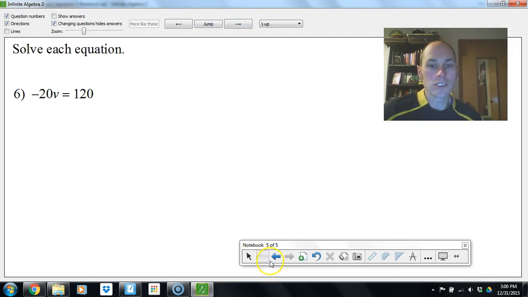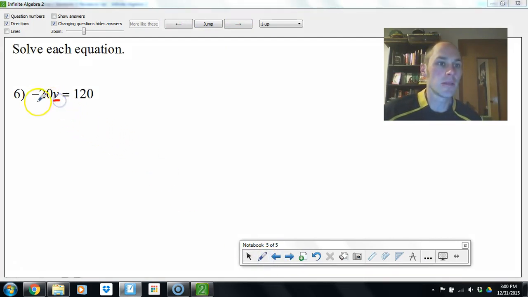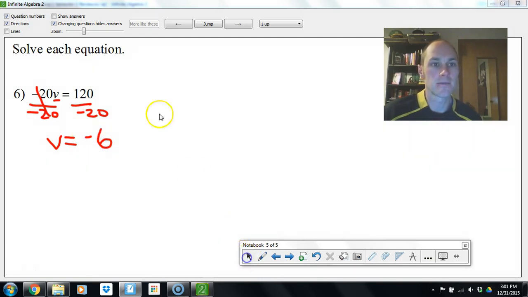Next, we're solving equations, solving for v. So I've got to get v all alone. I see v is being multiplied by negative 20. So how do I undo that? The inverse operation is divide both sides by negative 20. When I divide this side, I'm left with 1v, or just v. 120 divided by negative 20 is negative 6. Okay.